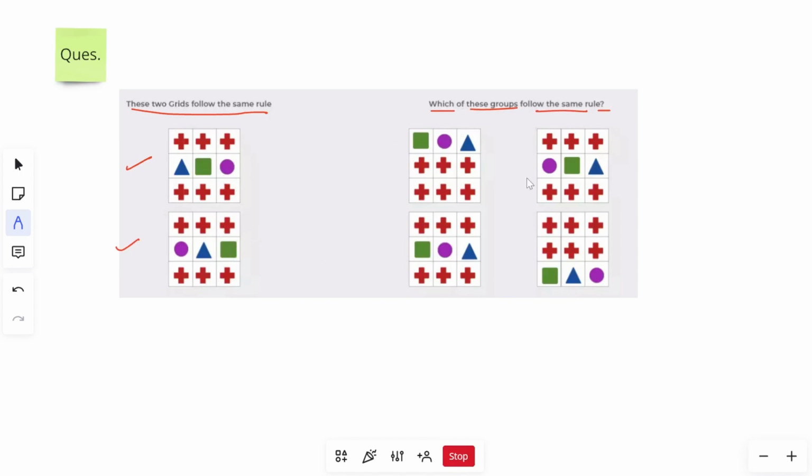Okay, and now these are our option images. We have to tell, so let's mark the images: 1, 2, 3, and 4. These are four different grids. We have to tell out of these four which of them are following the same pattern as per the question images. So let's try to understand the pattern.